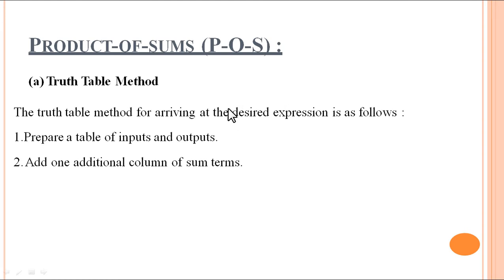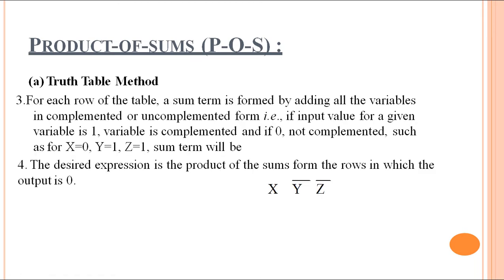Now there are different ways by which we can derive a POS expression. The first is the truth table method. In the truth table method, we prepare the truth table with the possible inputs and outputs. Then we add one additional column, called the sum term column or the POS column, where we will be considering only output as 0.